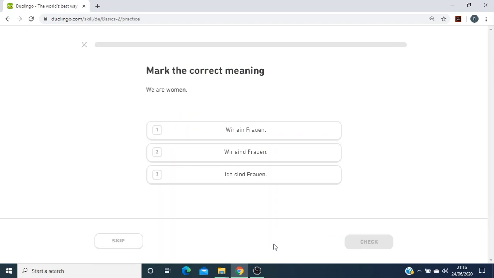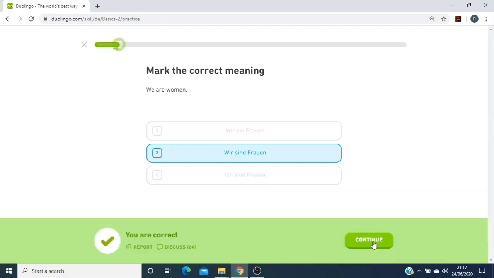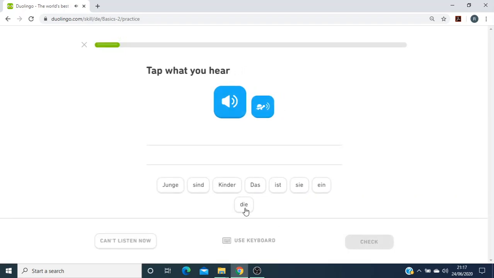So we are women. Wir sind Frauen. That means we are women. That doesn't make sense at all. We are women. And that's I are women. Yes, none of those make sense at all. So wir sind Frauen. Das ist ein Junge.